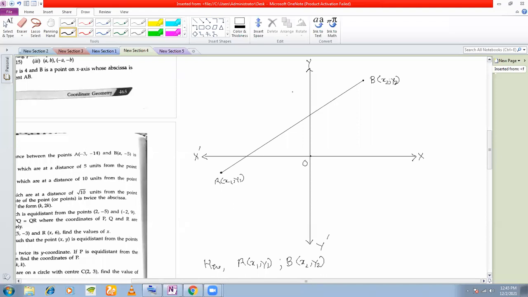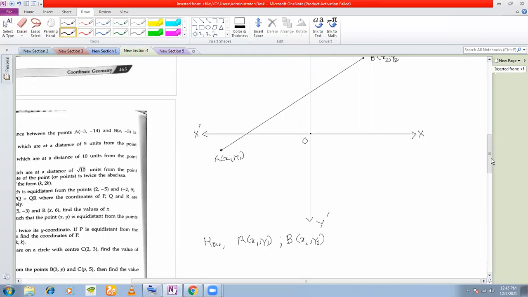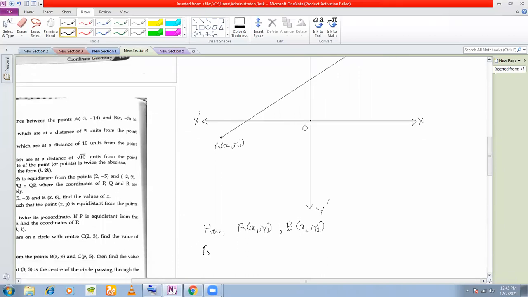So if you see here, the coordinates of A and B are given to you, x1, y1 and x2, y2 respectively. Therefore, in order to calculate the distance AB, the length of the line segment AB, we use the formula root over of (x2 minus x1) square plus (y2 minus y1) square. This formula can also be remembered in this form: (x1 minus x2) square plus (y1 minus y2) square. It's the same thing actually.